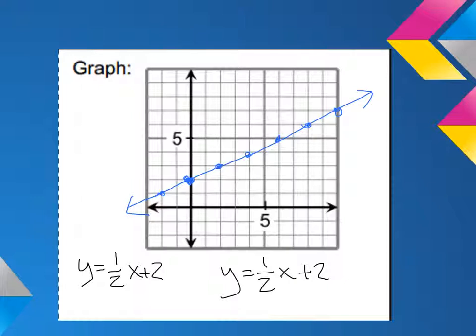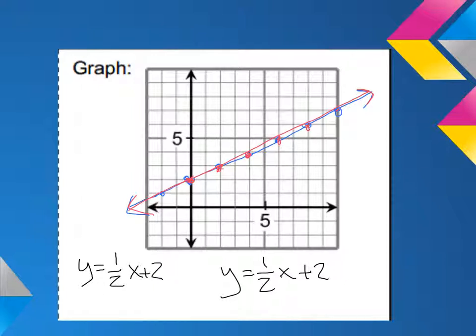Our second equation is y equals 1/2 x plus 2. We're going to begin at positive 2. We rise 1, run 2, rise 1, run 2. You notice that these two lines are the same line. This means that one line depends on the other.